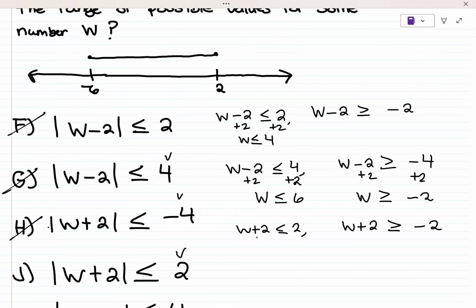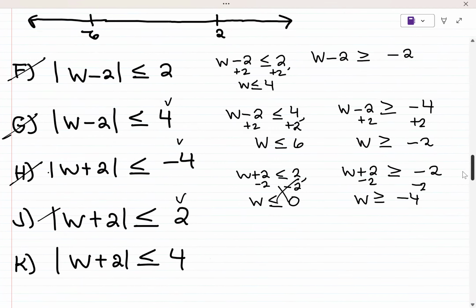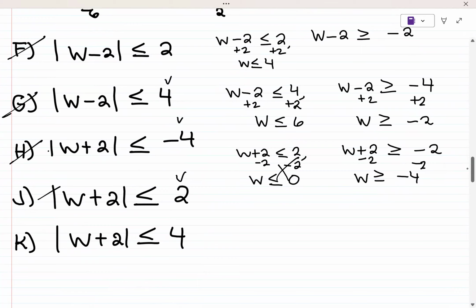Okay, so go ahead and solve for W. I'm going to subtract 2. This is 0, and then over here subtract 2. As you can see, this is wrong because our range is from -6 to 2, or 0 to -4. So you can forget about J. I think it is K, so it has to be K, but if you don't believe me, let's see.